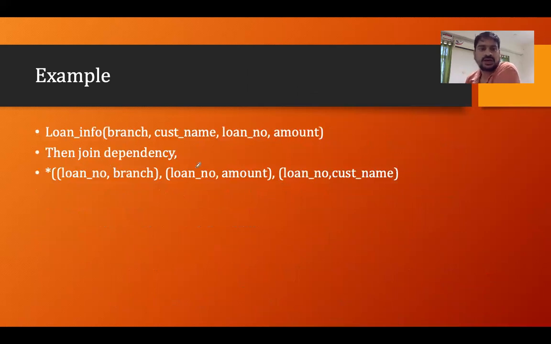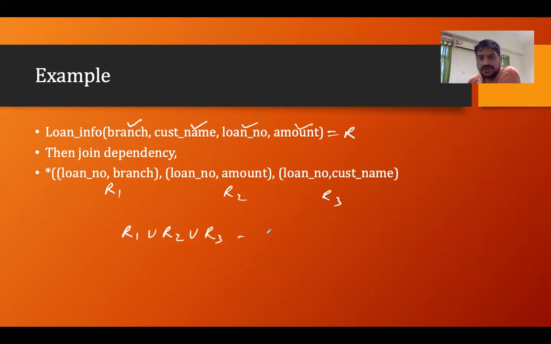So let's say we have a loan info table where we have branch, customer name, loan number, and amount. Then we have split the table. This is, let's say, R1 table, this is R2 table, and this is R3 table. Let's say this is the R table. So what we do is R1 will join with R2, will join with R3. We should get R. If we are getting R, it means that whatever we have split is in the fifth normal form or project join normal form. Getting it?